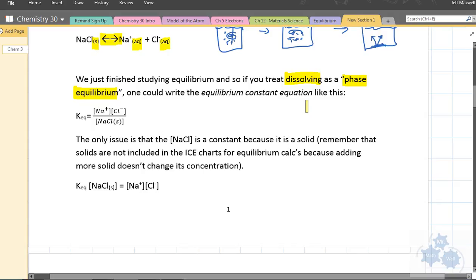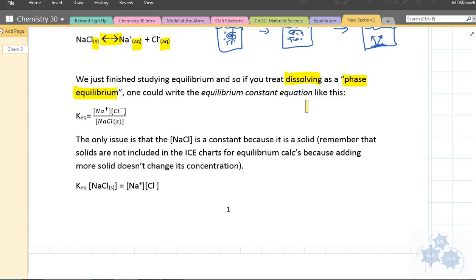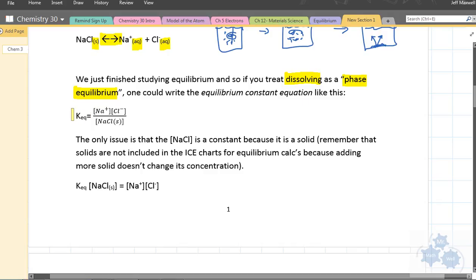We just did a KEQ, right? Where we have the concentration of the products on the top divided by the product of the concentration of the reactants on the bottom. So if we treated this like an equilibrium, this is the equation that we might write.